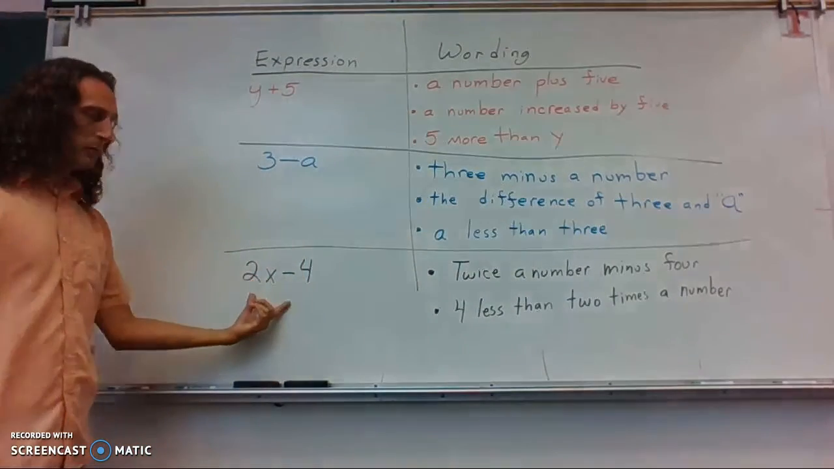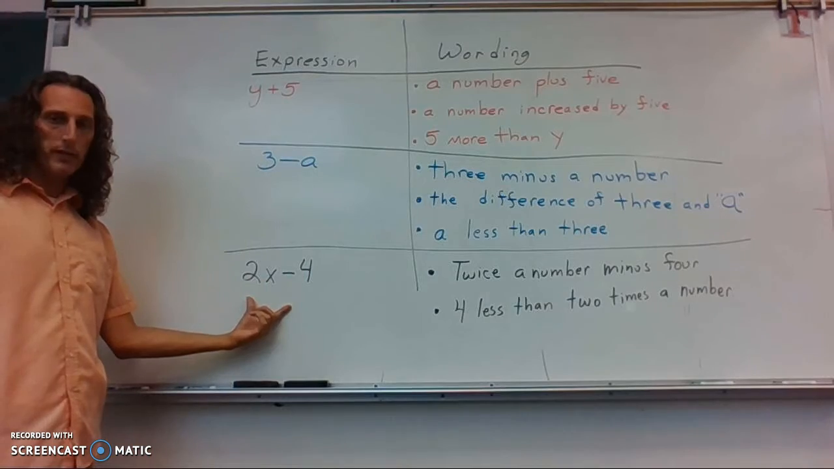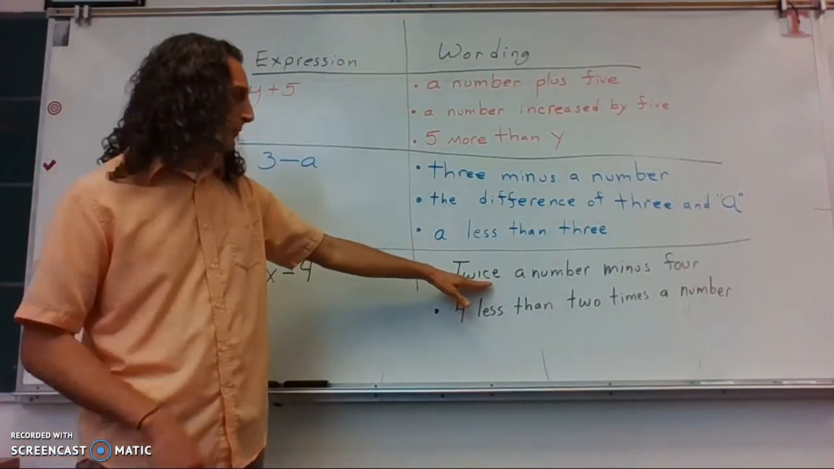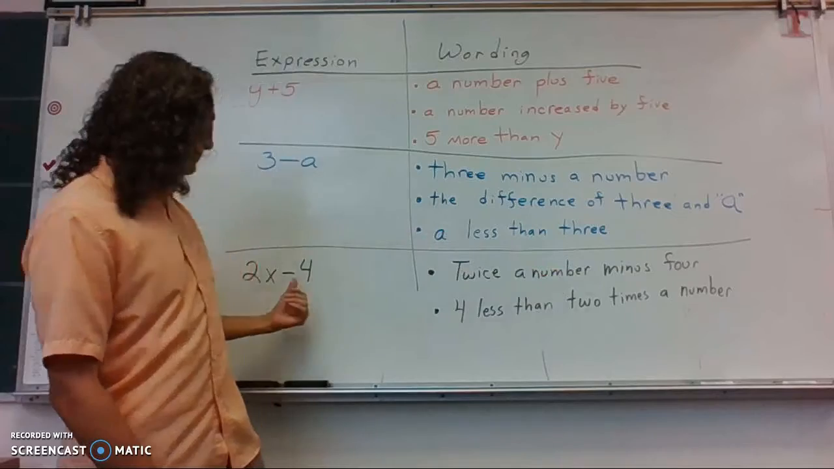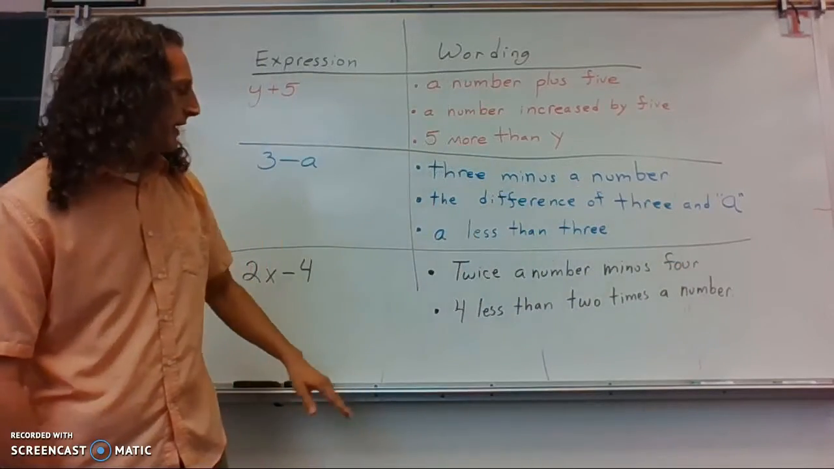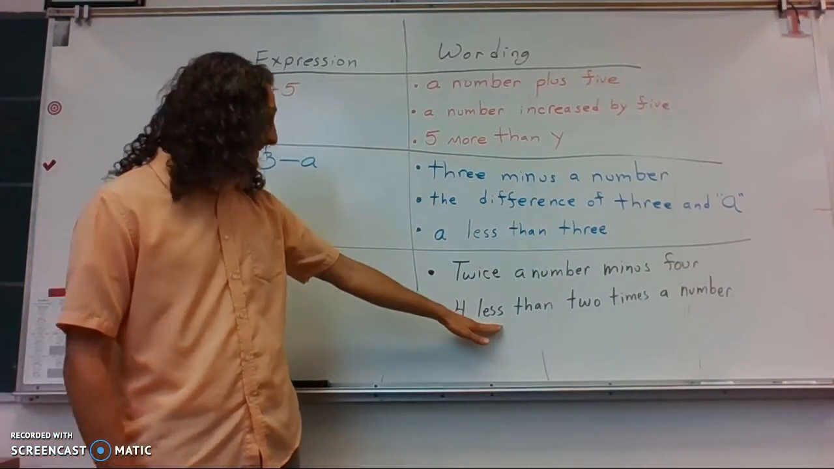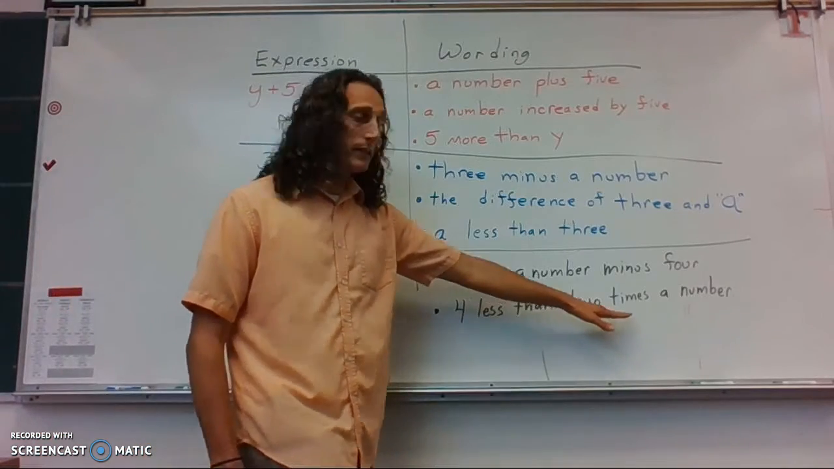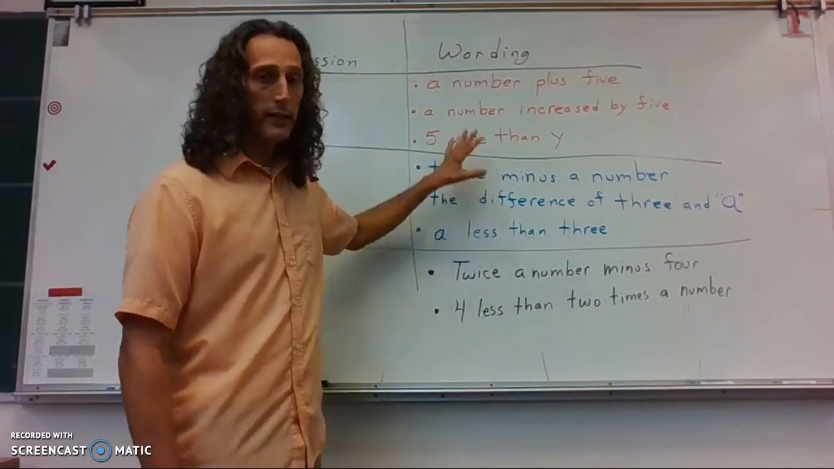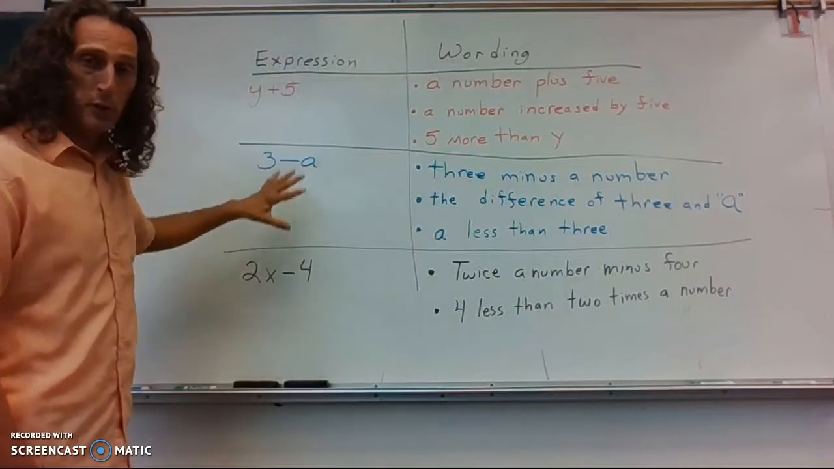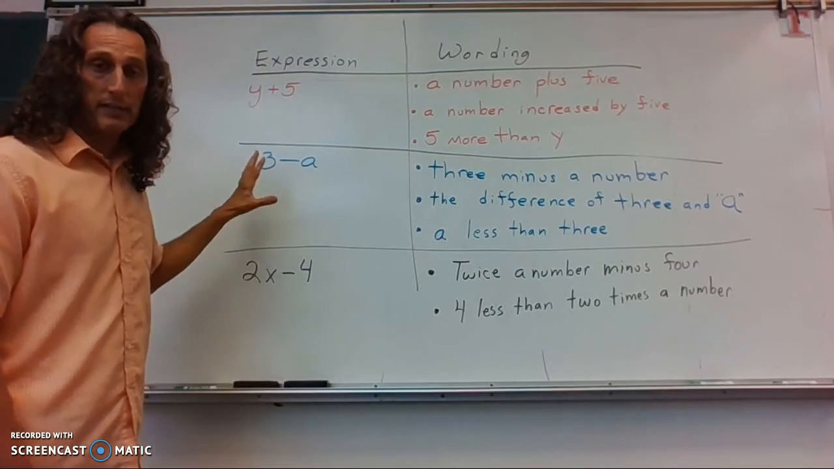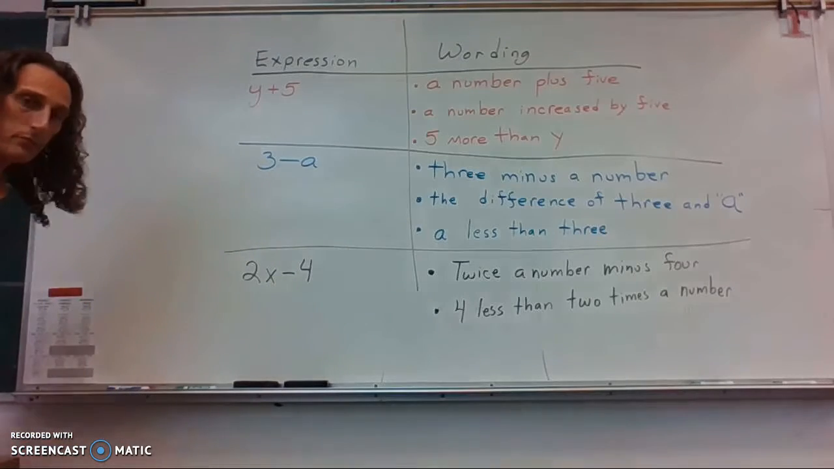And then we have a little bit more of a complicated one where it says 2x minus 4. Over here, twice, meaning times 2, twice a number, that's my x, minus 4. You could write it 4 less than 2 times a number. So these are some possible wordings for these algebraic expressions. I'll probably do a couple more examples, probably throw one in that has some division also.